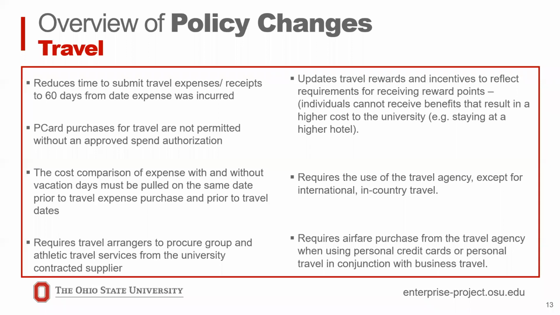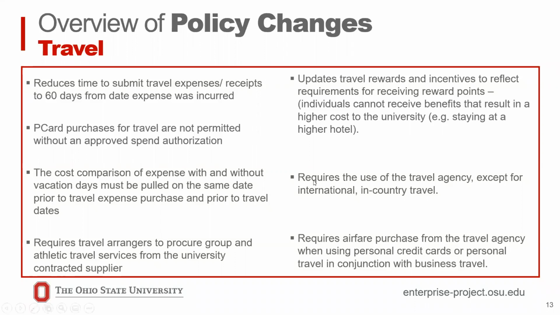We have updated the interim travel policy a little bit to require the use of the travel agency, except for international in-country travel. What we mean by that is, say you're trying to travel around China or India or that type of thing where you're essentially taking one of those small puddle jumper type taxi airplanes. Those you are not required to use the travel agency.